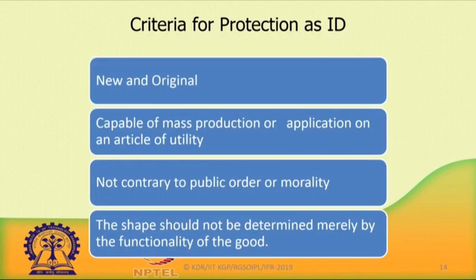So, the criteria for design protection are that it must be new, it must be distinctive, it must be original, and the most important criterion is that it must be capable of mass production or application to an article of utility.